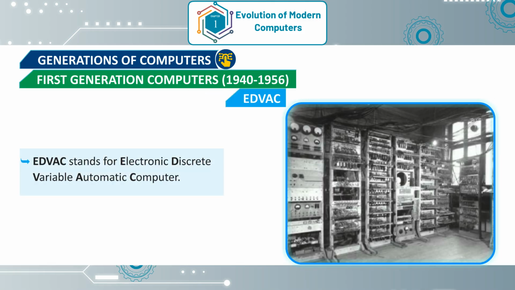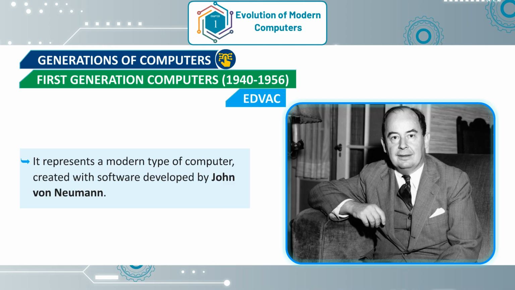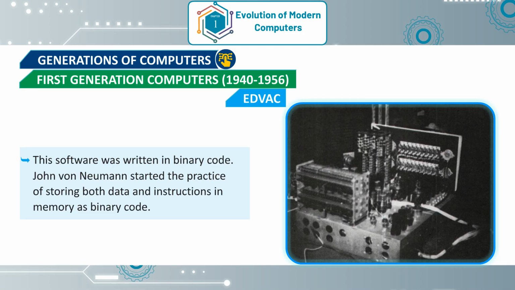EDVAC. EDVAC stands for Electronic Discrete Variable Automatic Computer. It represents a modern type of computer created with software developed by John von Neumann. This software was written in binary code. John von Neumann started the practice of storing both data and instructions in memory as binary code.